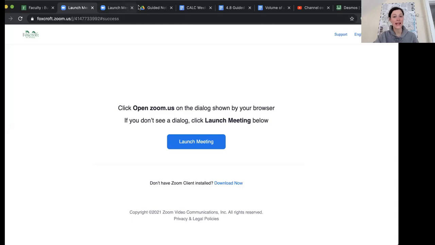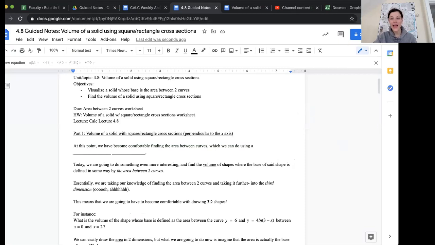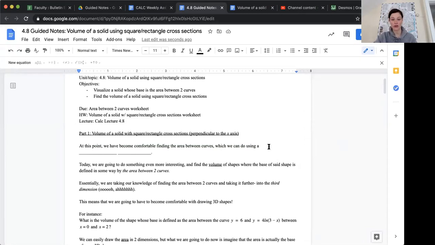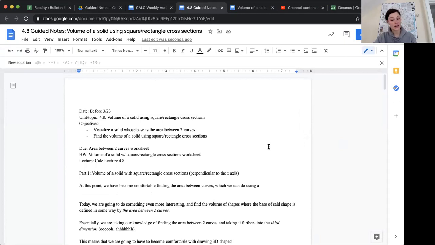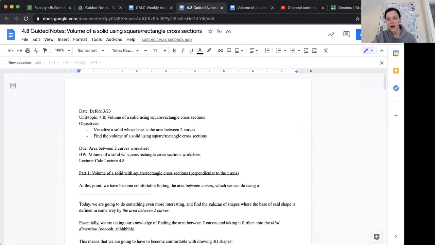Okay, so today we are going to talk about 4.8, which has to do with taking the knowledge we already have about finding area between two curves and knowing that area is two-dimensional, and then thinking of the area between two curves as the base of a region that is in 3 dimensions. So we are basically taking something that we already know and putting it into a new dimension, which is cool, and also requires us to think a lot about 3D shapes and what those look like. So pictures in this are super, super important, okay?